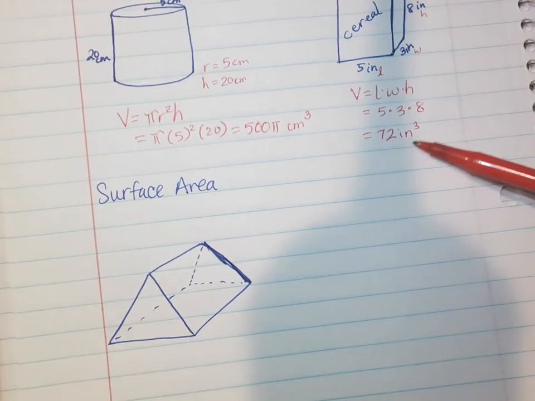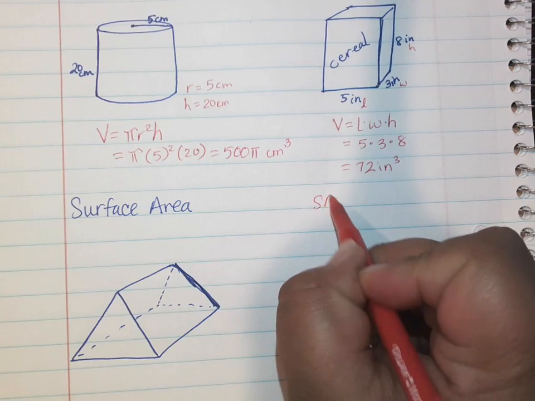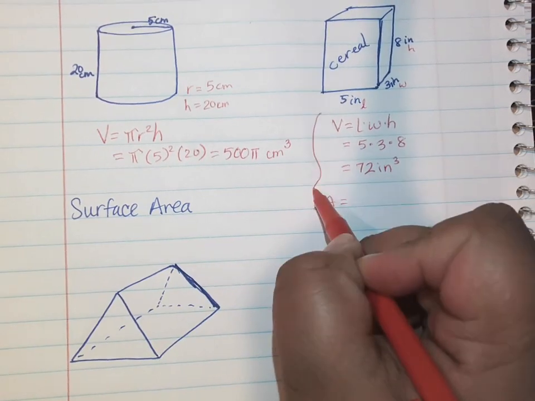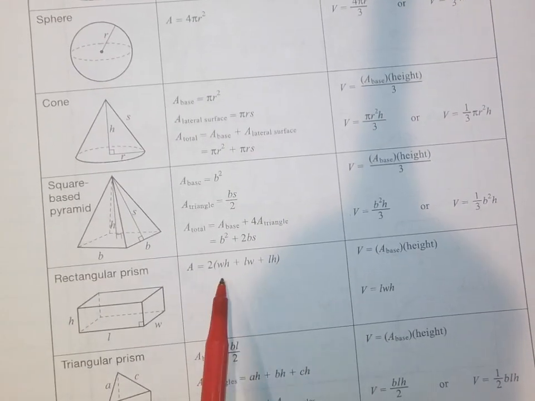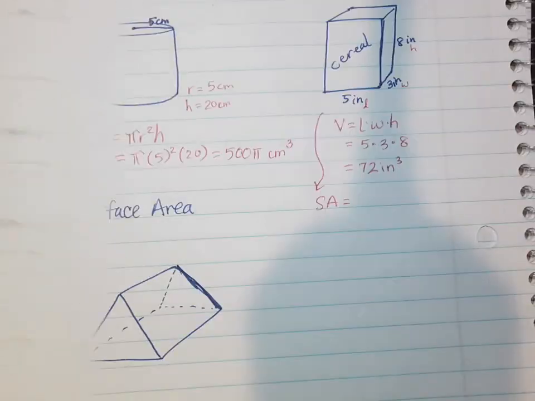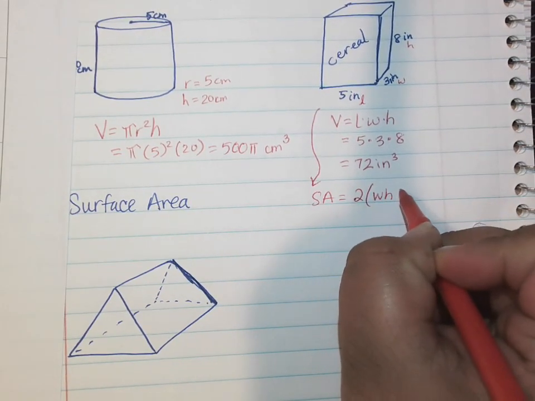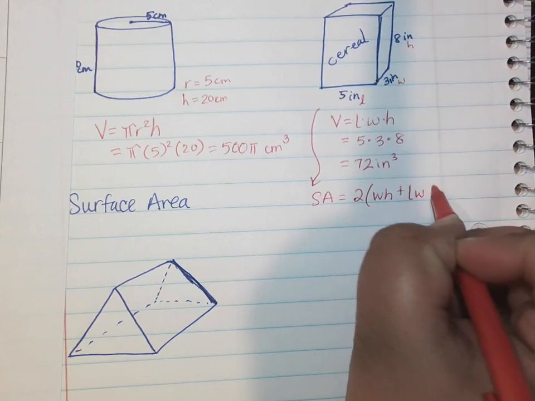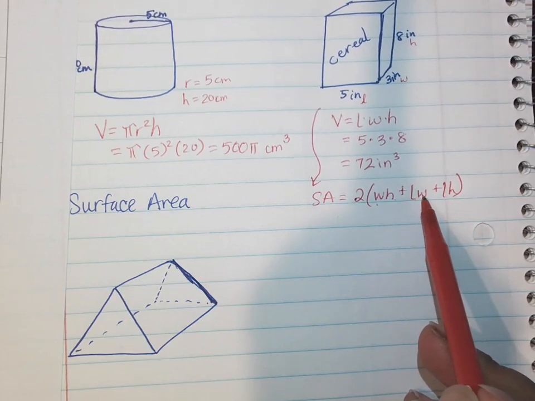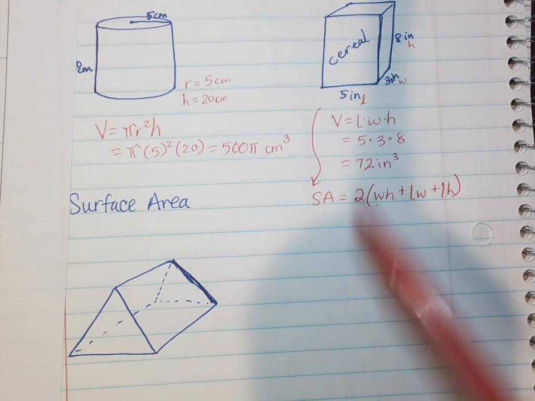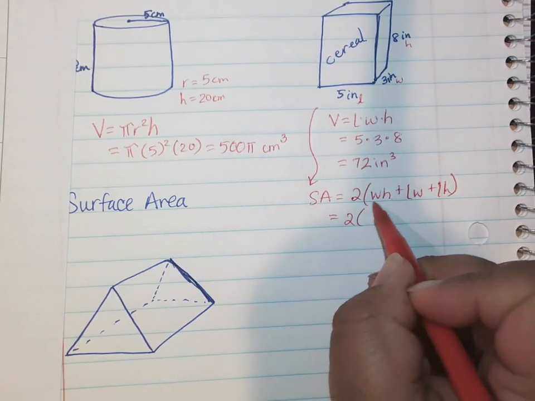Volume would be how much cereal would fit inside. And if we were doing surface area for that shape, that's our formula. It's 2 times (WH plus LW plus LH). This is width times height, length times width, length times height. And we have those already labeled. So it's just a matter of plugging them in.